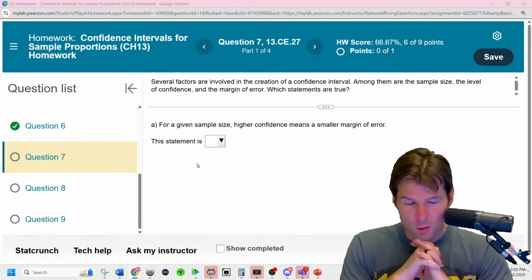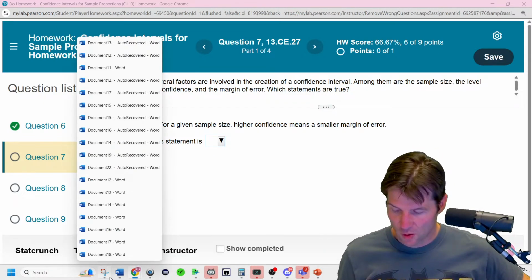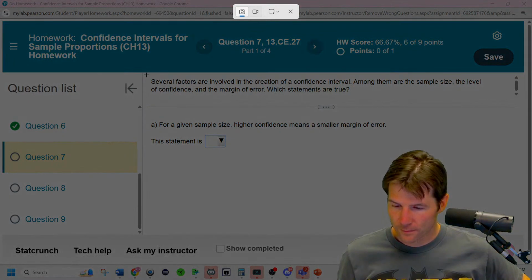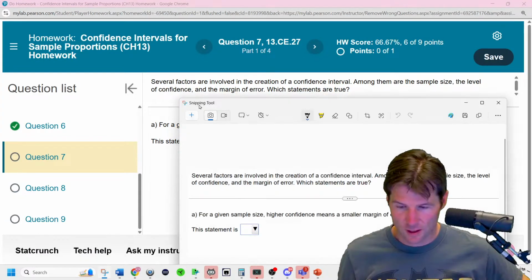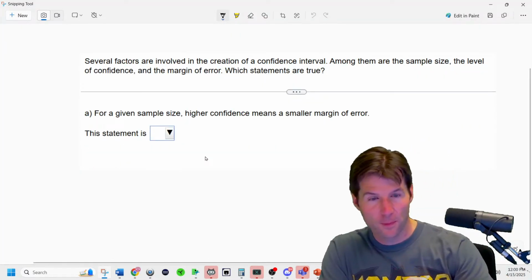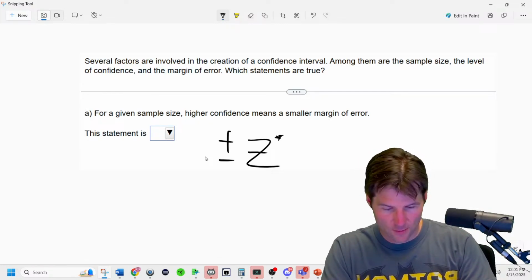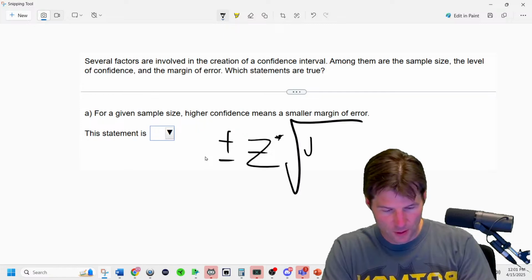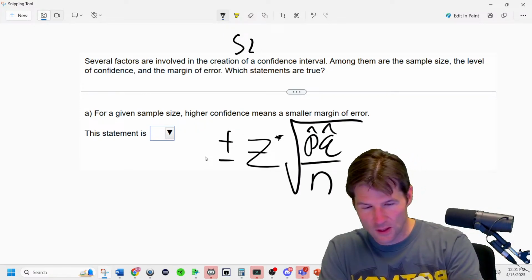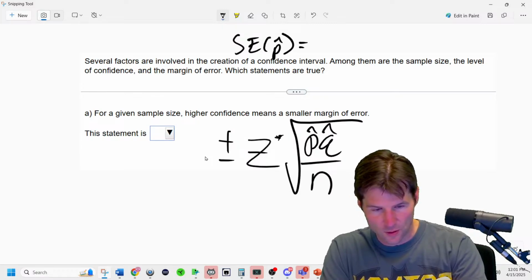Several factors create a confidence interval. Let's write this down and see if we can solve this out. When you look at the creation of a confidence interval, the margin of error is going to be plus or minus z star times the square root of p hat q hat over n. This is the standard error of p hat, and that's what that quantity is called, equal to the square root of p hat q hat over n.